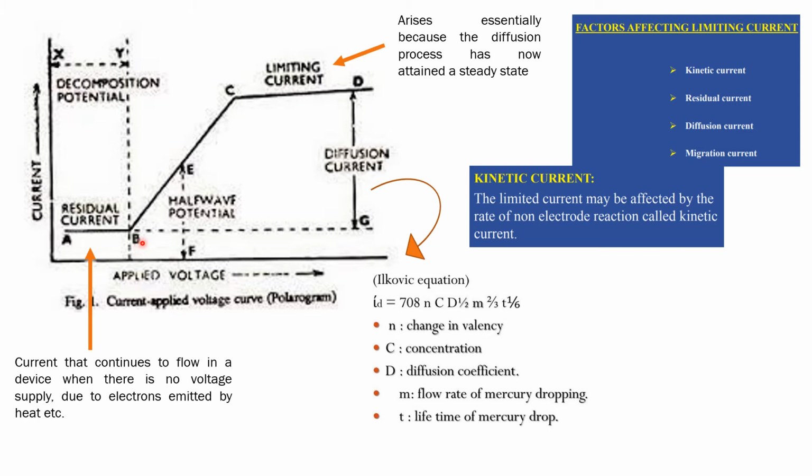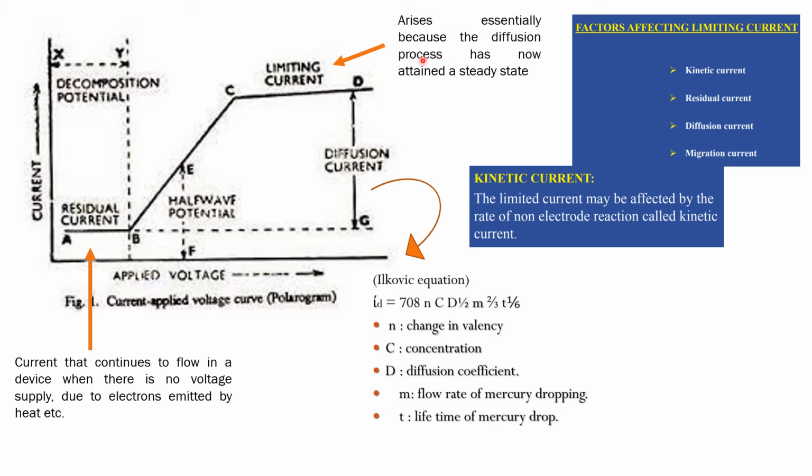Now from point B, you can see that the diffusion current starts arising, and there is a maximum point for this current. As you go on increasing the potential, the current goes on increasing, but it reaches a limiting value where, even if you further increase the potential, the current will not increase, and that corresponds to the limiting current.